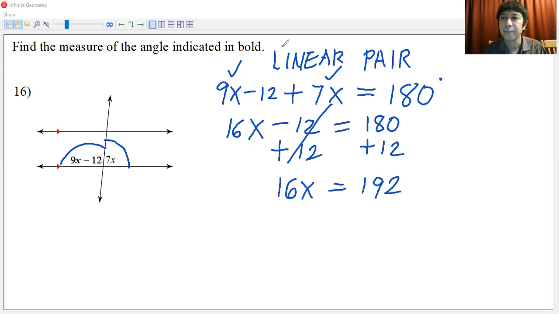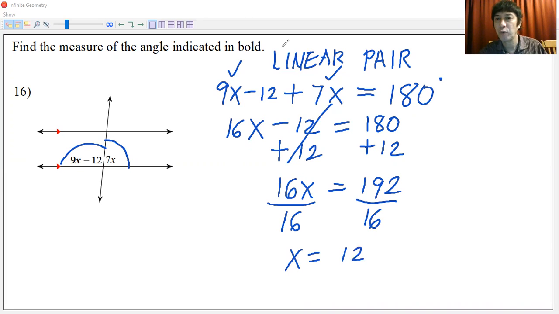There. Okay, what about the next step? Next step is division. We shall divide by the 16, so we will get the x. There. And x is equal to something like 12. Is that 12? Looks like 12.